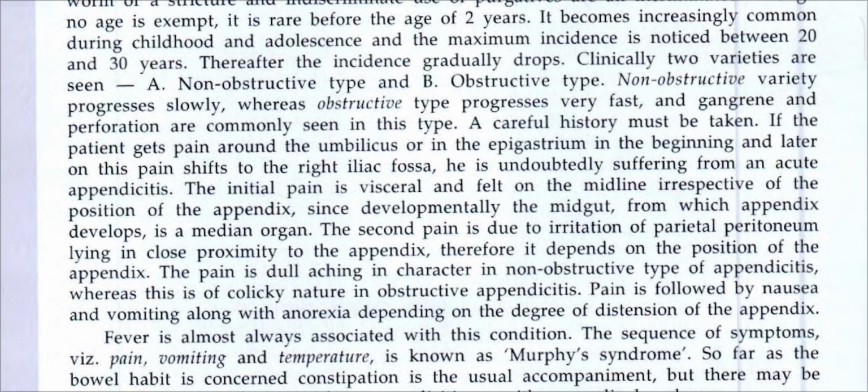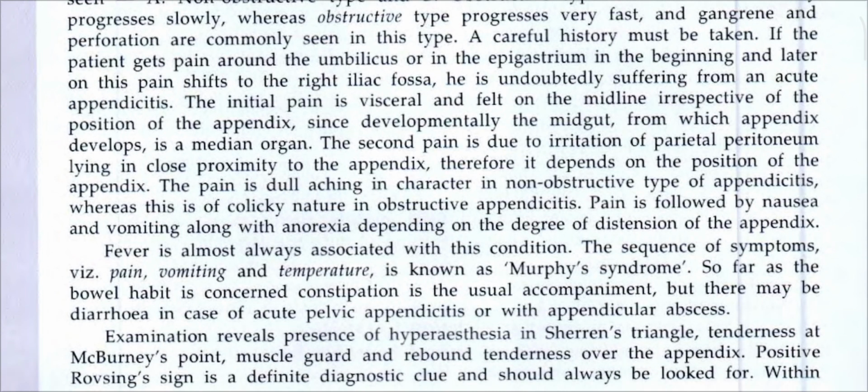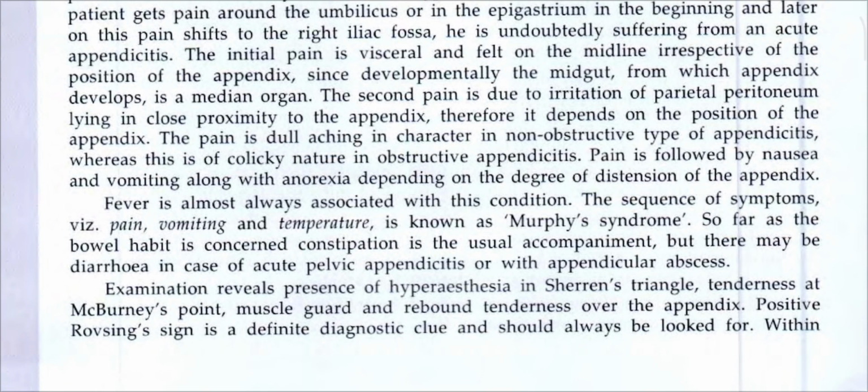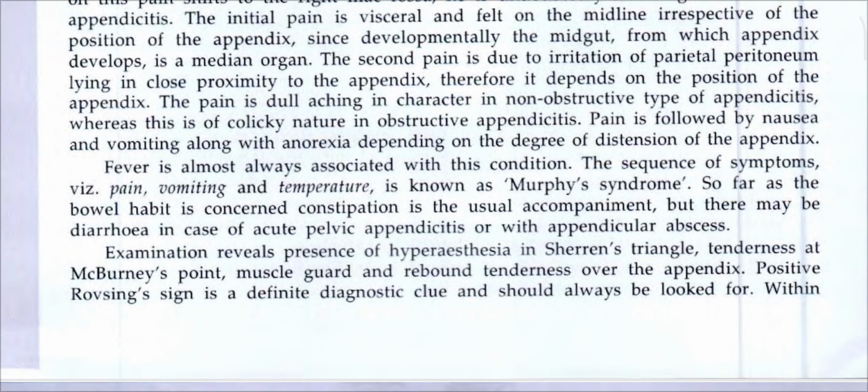The second pain is due to irritation of the parietal peritoneum lying in close proximity to the appendix. Therefore, it depends on the position of the appendix. The pain is dull-aching in character in the non-obstructive type of appendicitis, whereas it is of colicky nature in obstructive appendicitis. Pain is followed by nausea, vomiting, along with anorexia depending on the degree of distension of the appendix. Fever is almost always associated with these conditions. The sequence of symptoms of pain, vomiting, temperature is known as Murphy's syndrome.